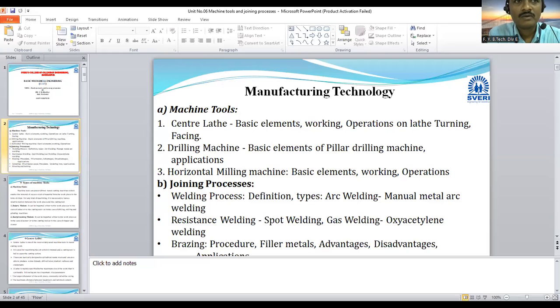Are you clear? What is a machine tool? I will repeat the definition. Machine tools are the power driven metal cutting machines which remove the excess of material from the workpiece in the form of chips. In the form of chips.